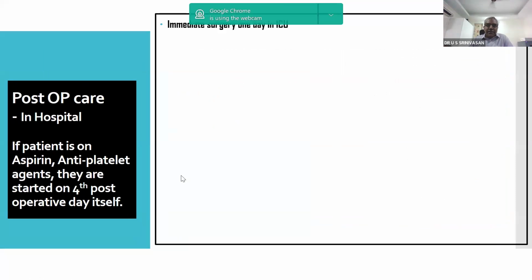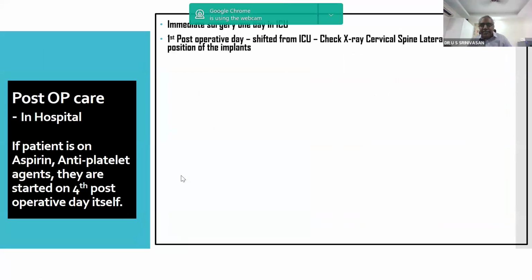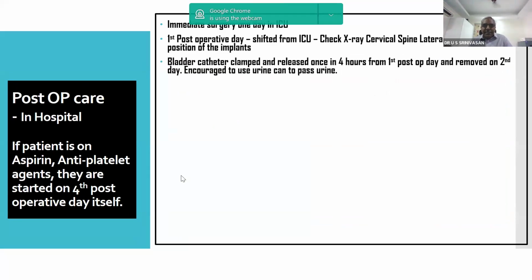Post-op care. Immediately after surgery, one day in ICU. First post-op day, shifted from ICU, check X-ray cervical spine. Lateral taken to verify the position of implants. If proper, there is no problem. Foley catheter, always catheterize the patient. Clamped and released once in 4 hours from the post-operative day. Removed on the second day.